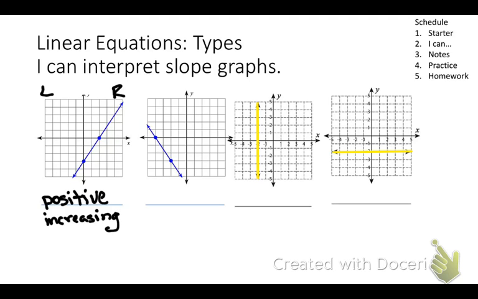So let's look at graph number 2. I see that from the left to the right, I'm going down the hill. So I'm going down. If I put a ball on this, it'd be going down. Okay? And so this is a negative slope. And we also say that this is decreasing.